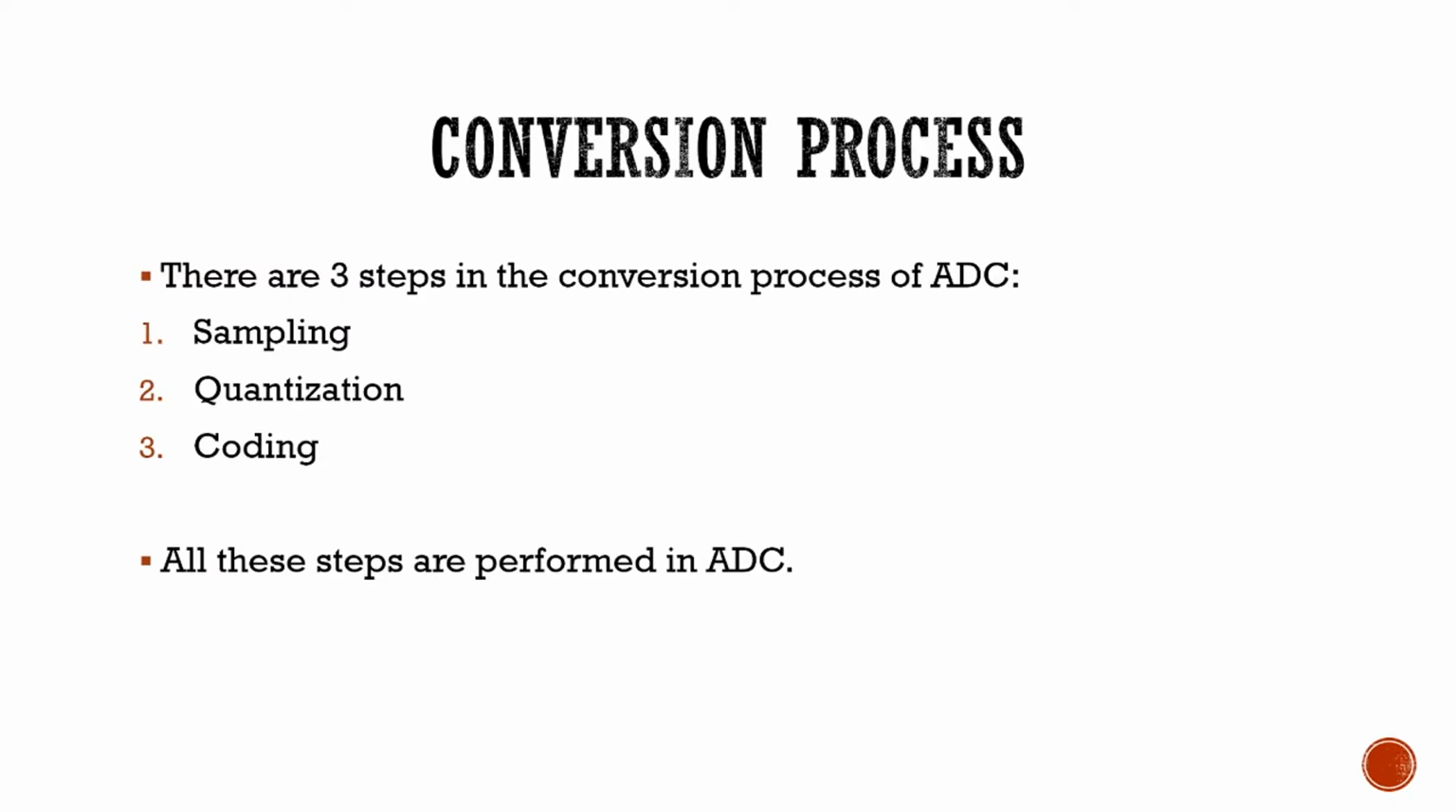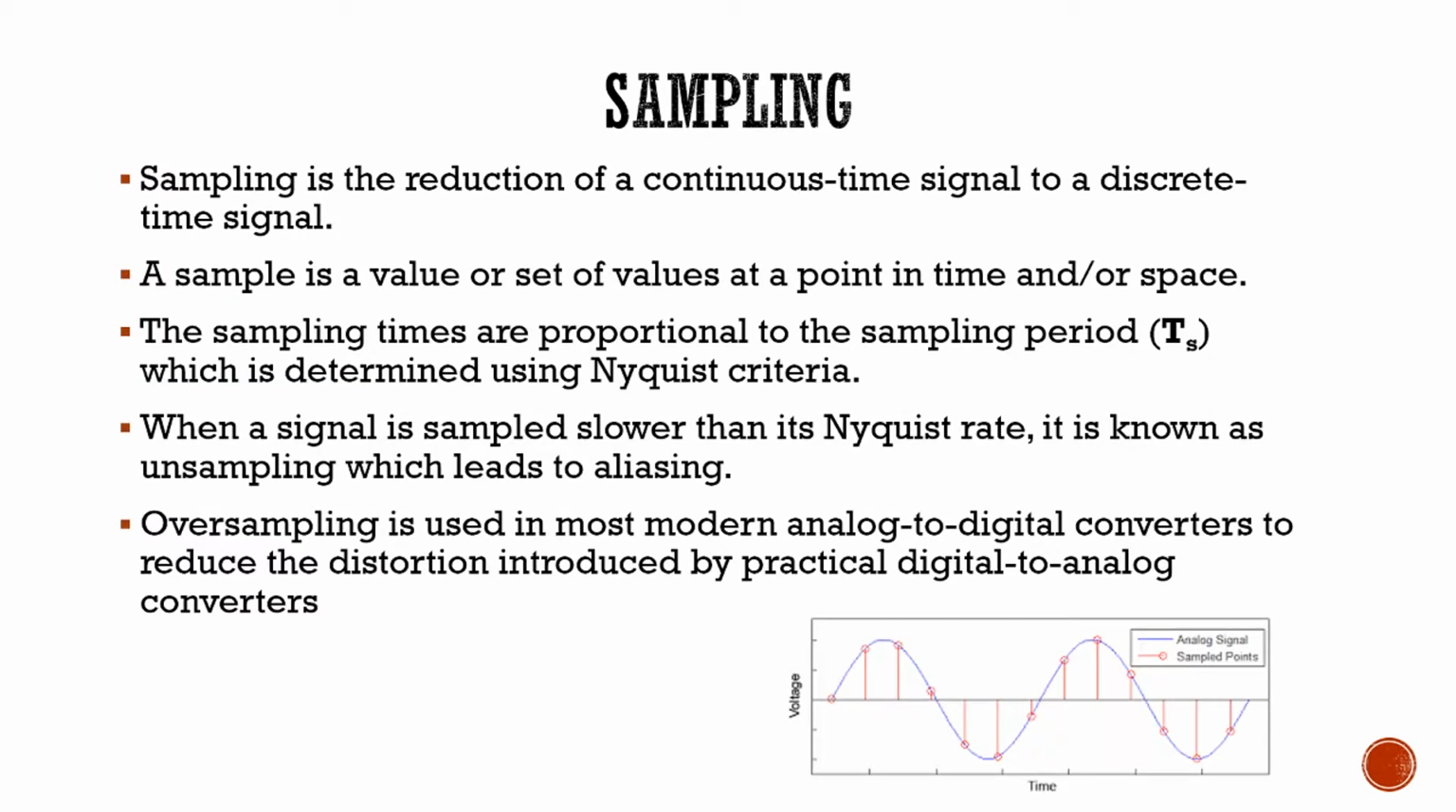Now there are 3 steps in the conversion process of an ADC. First is sampling, second quantization, third coding. All of these steps are performed in every ADC. First, sampling is the reduction of a continuous time signal to a discrete time signal. As you might all know, the sampling frequency is determined using the Nyquist criteria, which says that the sampling frequency to be used should be at least twice its base frequency.